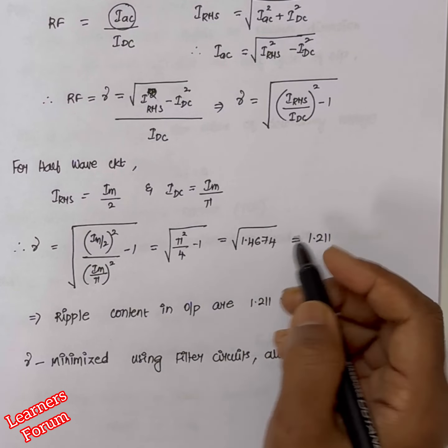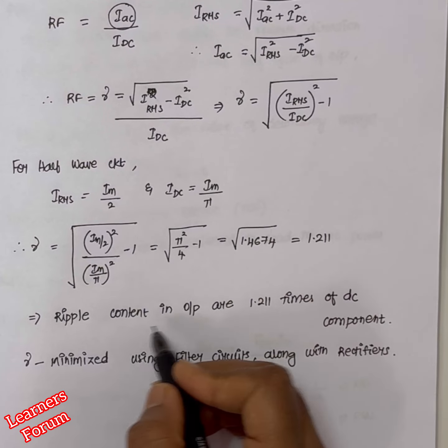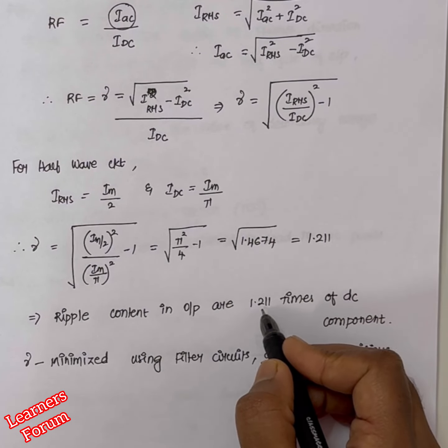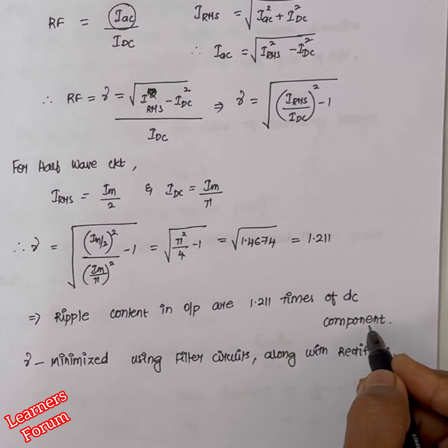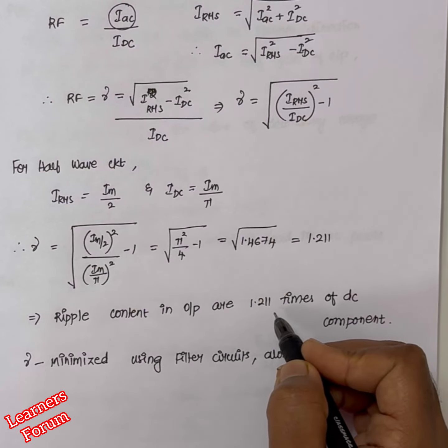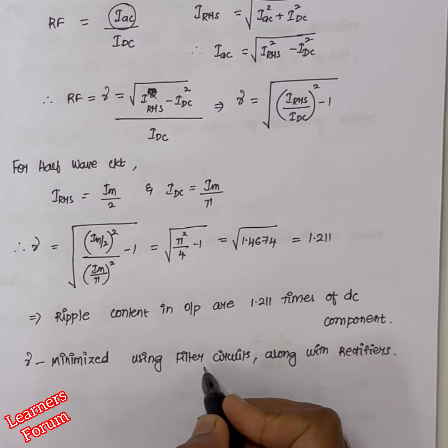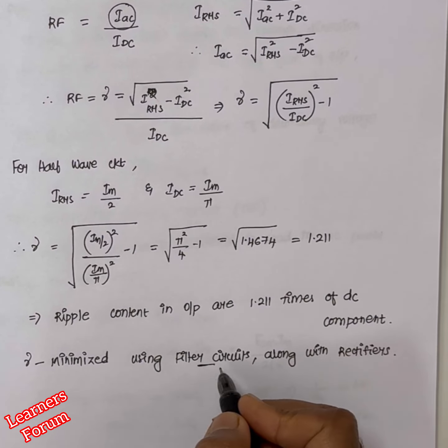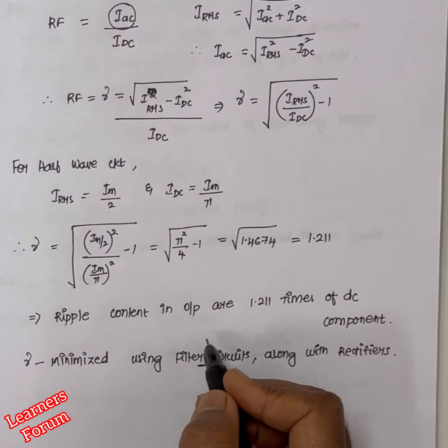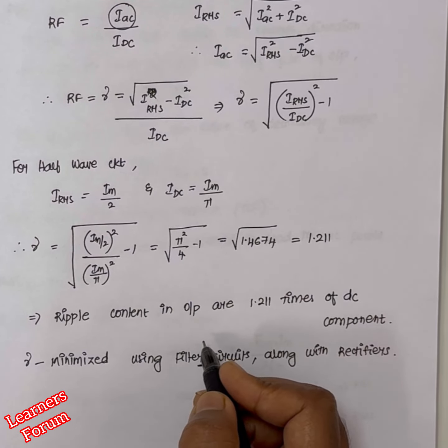After taking the square root, we will get 1.211. That is, the ripple content in the output is 1.21 times the DC component. So this is the actual particular value for a half-wave rectifier. This value of ripple factor can be minimized by using filter circuits along with the rectifiers. So this is the concept of ripple factor in general and in the half-wave rectifier circuit.